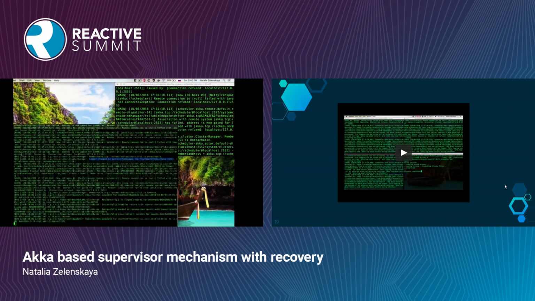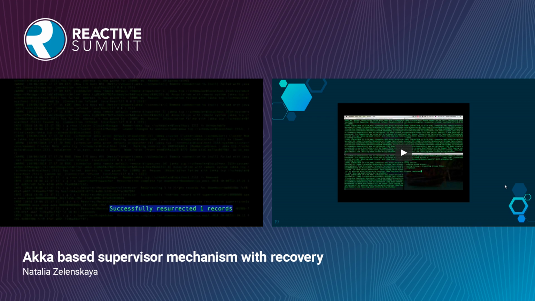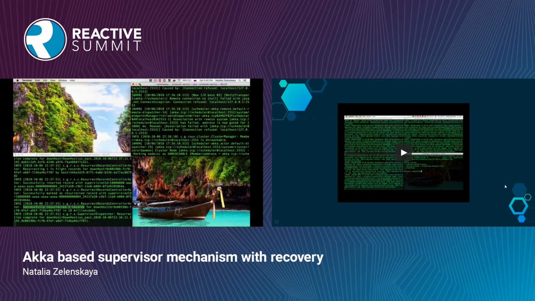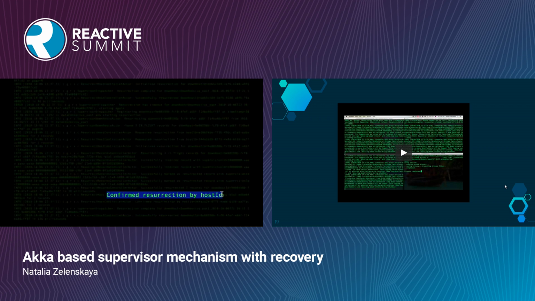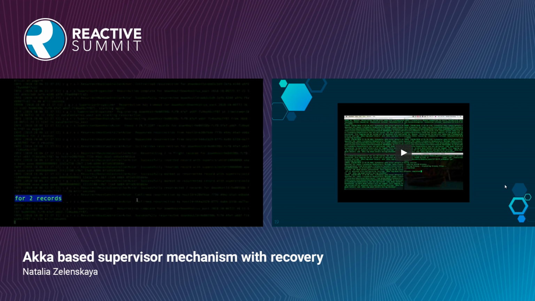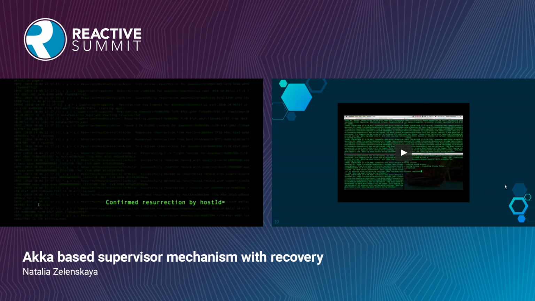And we can see similar messages on our node number 4, which we asked to resurrect 1 record. So we can see that it's acknowledging the resurrection and successfully accomplished it. We can see 2 confirmation messages from node number 2 that it did the job for the 2 records that we have requested, and 1 confirmation message from node number 4 that it has resurrected the 1 record that we have requested.